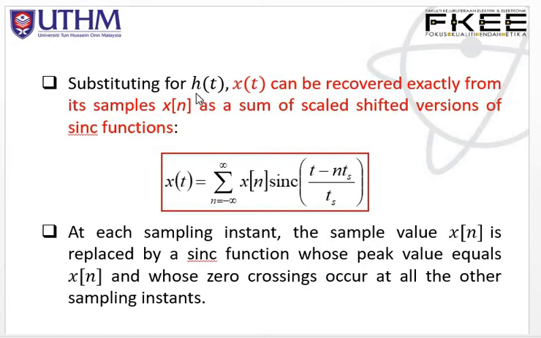By substituting for h(t), x(t) can be recovered exactly from the samples x(n) as a sum of scaled, shifted versions of the sinc function. So x(t) can be recovered from the samples x(n) and the sum of the shifted versions of the sinc function. This is the formula for the sinc interpolating function method.